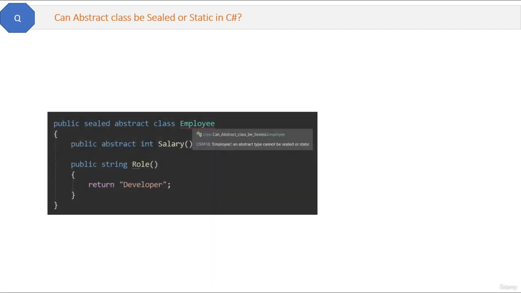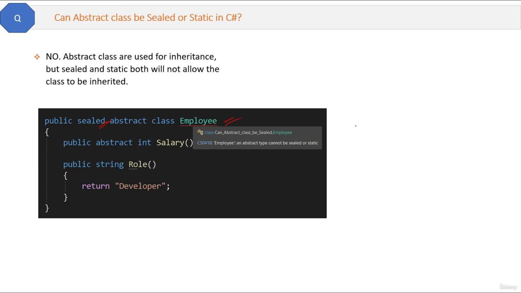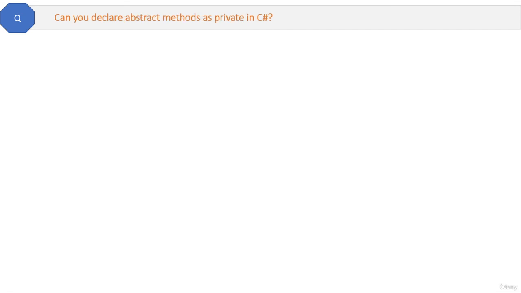A scenario-based question. Can an abstract class be sealed or static in C#? See the code here. We tried to mark the abstract class as sealed and the compiler is showing the error. So the answer is no. Abstract classes are used for inheritance, but sealed and static both will not allow the class to be inherited. Therefore, it is not possible. Remember, always try to give the reason in detail.